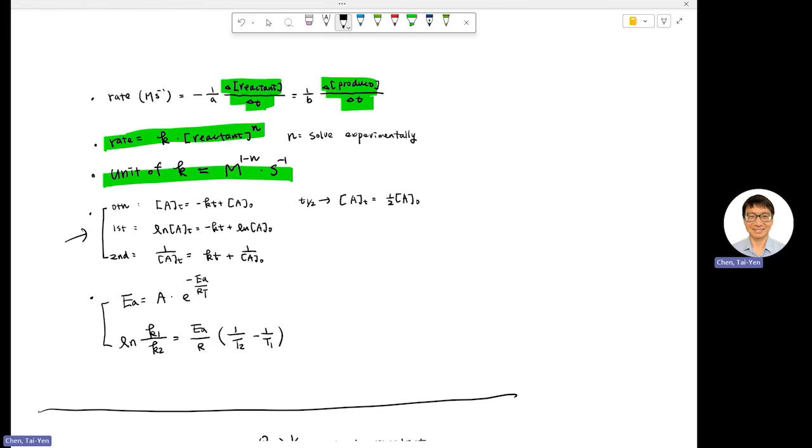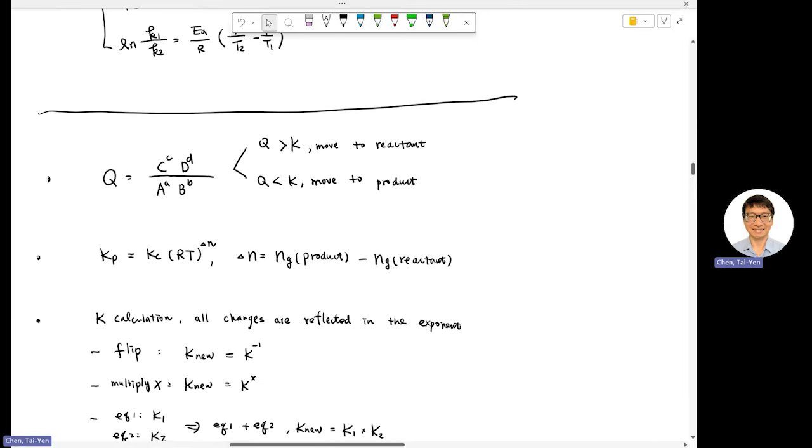Yes, the second formula from the bottom: k equals A times... Oh yes, sorry, thank you. My bad. The equation second from the bottom is k, not Ea. All right, that's all for chapter 11.